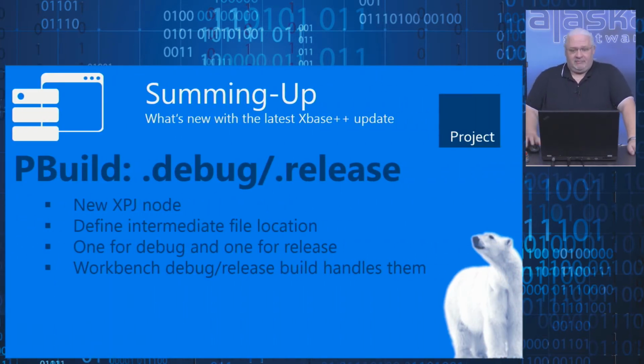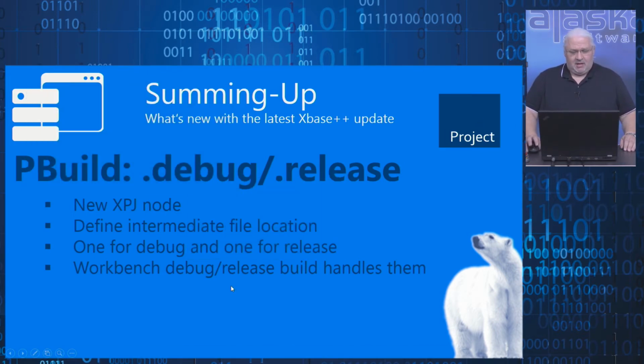Pbuild debug and release feature. Well, historically pbuild has the capability, using the object dir define, to control where your object files are located. Unfortunately, this feature did not differentiate between release and debug. It was not handled for resource files. So a lot of limitations. When projects get larger, it's difficult to manage. So we decided to extend pbuild to support debug and release scenarios in a better way.